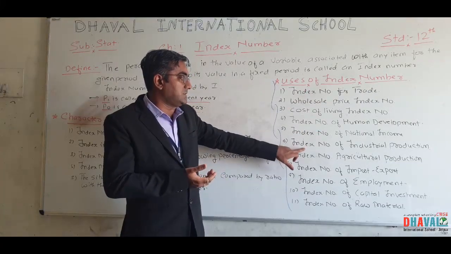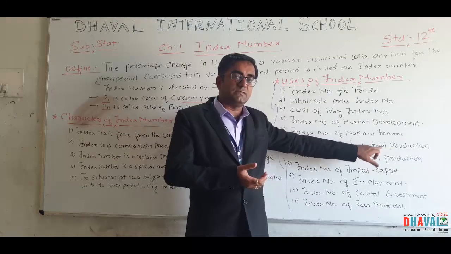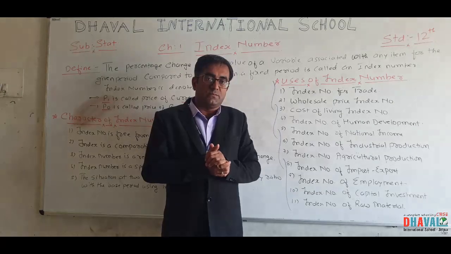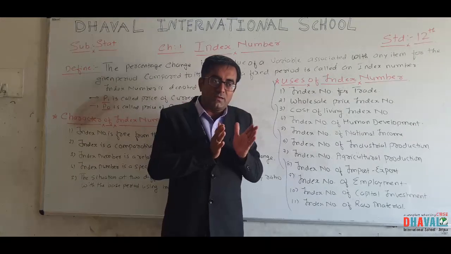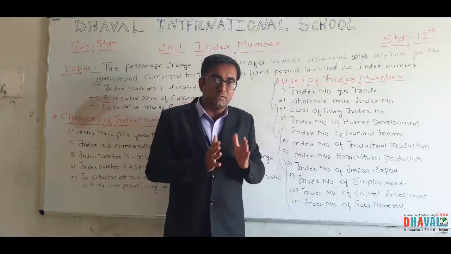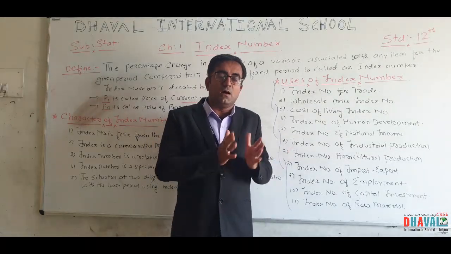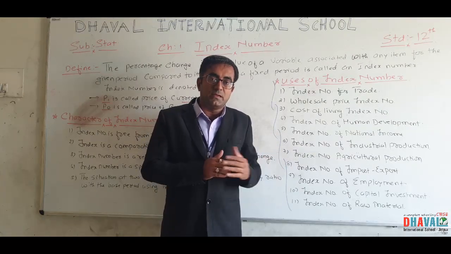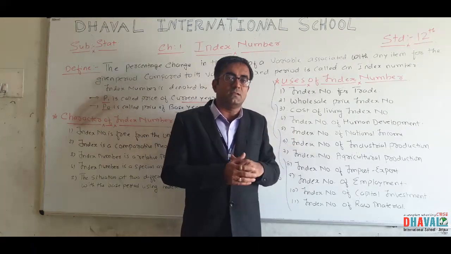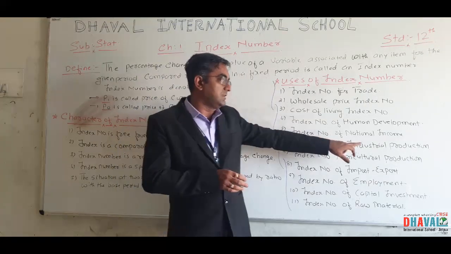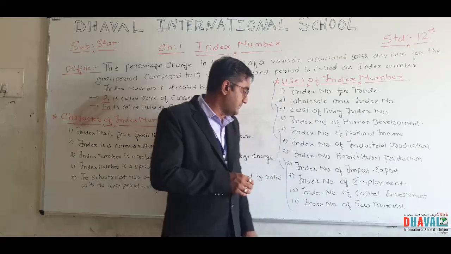Six, index number of industrial production. Any production done by industry can be calculated easily with the index number. Index number helps businessmen and industrialists decide how much production should be done, at what quantity, at which place. These are all very effective points for producers at the industrial level.